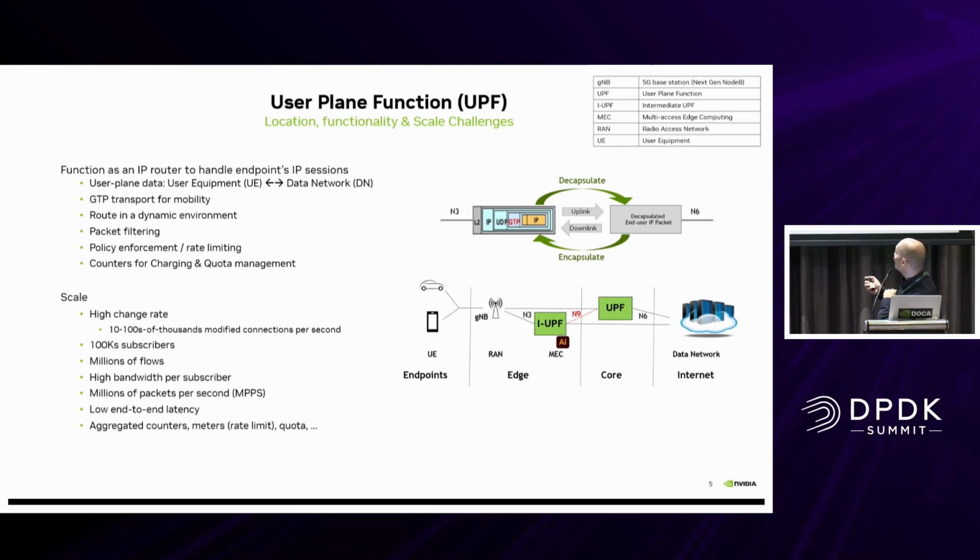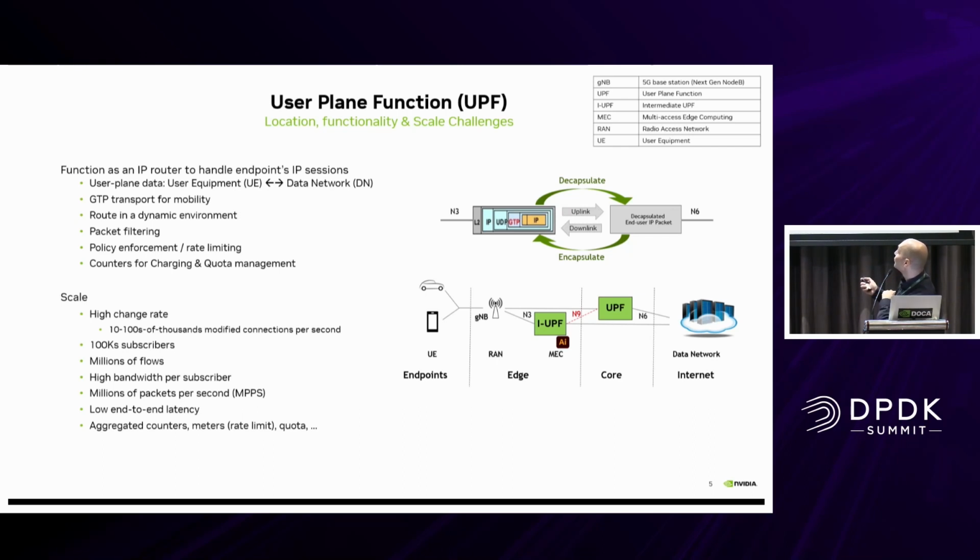And the other, general-purpose UPF resides in the core. Both of them communicate through the N3 network, which is the communication between the RAN and the UPF. And from the UPF, the data is going out to N6. What we see here on N3 is GTP-based traffic.